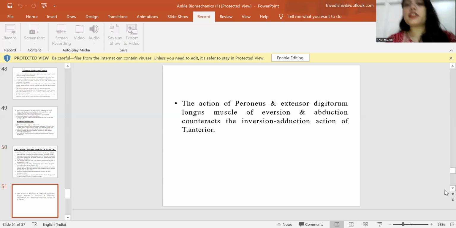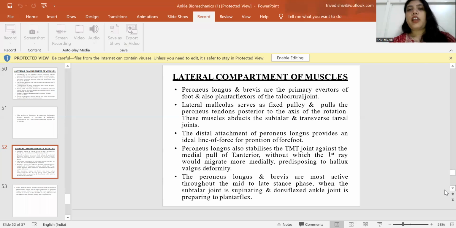The action of peroneus tertius and extensor digitorum longus, of eversion and abduction, counteracts the inversion and adduction action of tibialis anterior. Now, the lateral compartment of muscles. Peroneus longus and brevis are the primary everters of the foot and also plantar flexors of the talocrural joint. The lateral malleolus serves as a fixed pulley and pulls the peroneal tendon posterior to the axis of rotation. These muscles abduct the subtalar and transverse tarsal joints.